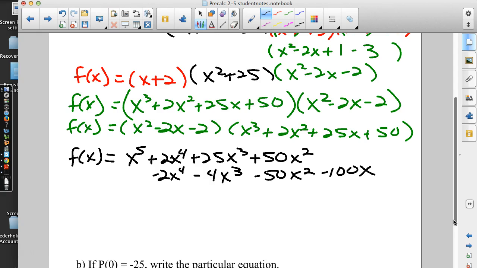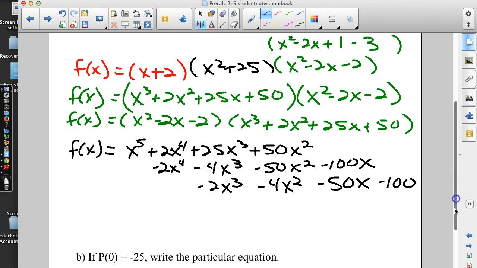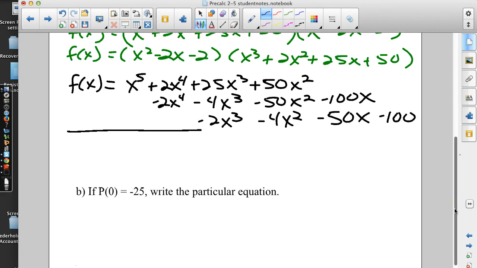You know, this was the first distribution of x squared. This was the second distribution of negative 2x. And now the last one, again, I'll line them up as I get them. Negative 2 times x cubed is negative 2x cubed. Negative 2 times 2x squared is negative 4x squared. Negative 2 times 25x is minus 50x. And negative 2 times 50 minus 100. It's just an easy way to keep it organized.